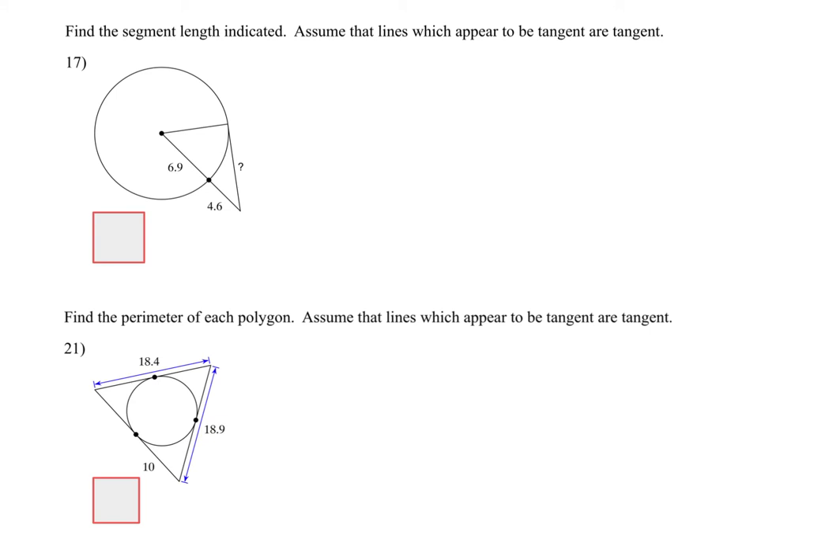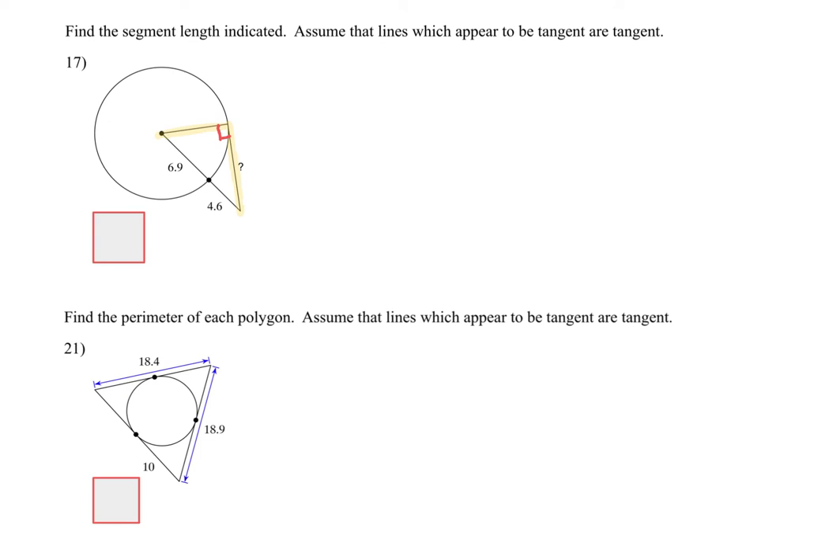Find the segment length. Assume that lines that appear to be tangent are tangent. So what this is telling us is that this line that looks like it's a tangent line is tangent. And we have a rule about tangent lines and a radius. What do we know about tangent lines and a radius? What do they form? They are perpendicular. So if you have a tangent and a radius, it is perpendicular. So once again, this is really just asking us for the Pythagorean theorem to be used.